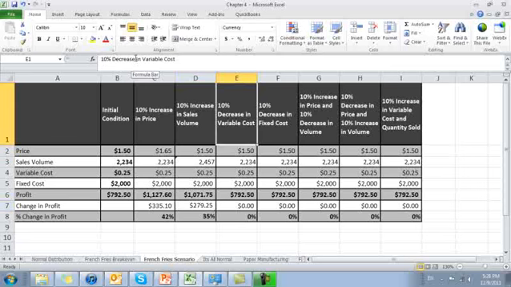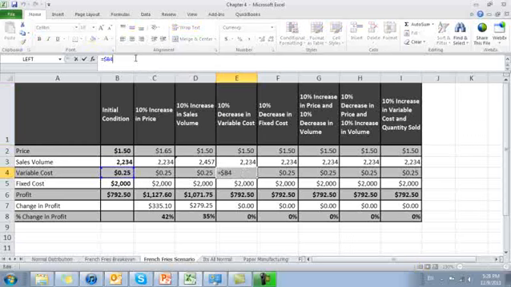Increasing price by 10% improved my profitability more than increasing sales volume by 10%. Let's go to the next one. The 10% decrease in variable cost. This might be achieved by basically beating up suppliers somewhat, times 0.9, or reducing the quality of a product. That improved my profitability by 7%.